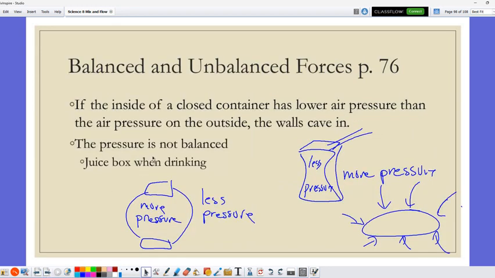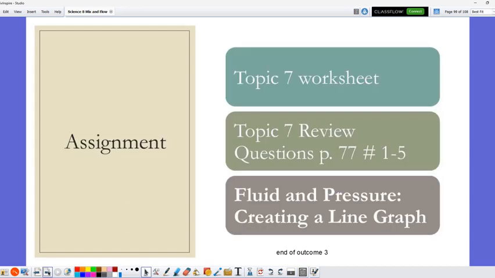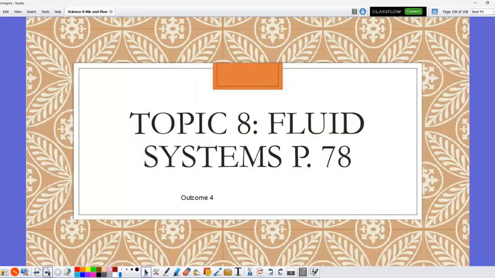Balanced and unbalanced forces. Like the juice box I just talked about, if you're drinking from the juice box, there's less pressure inside, and the air pressure pushes it in. If you blow bubbles into it, there'll be more pressure inside and less pressure outside. It's kind of cool, the kids showed me it'll actually force the juice up out of the straw. If the juice box is open and you're not drinking and it's just sitting at rest, the forces will be balanced and the pressure will be balanced. And then we did that assignment.